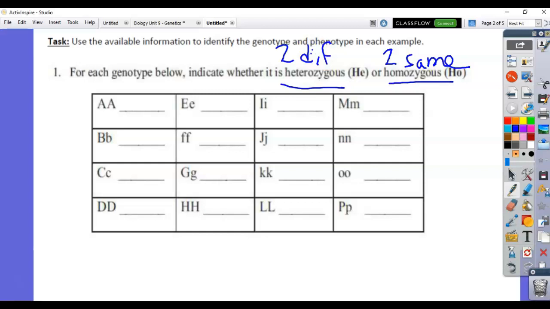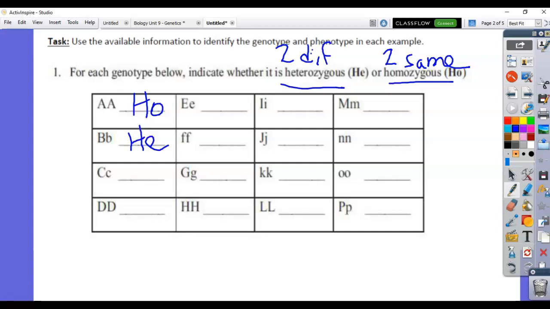So big A, are they the same or different? They're the same, so this would be homozygous. So I'm going to write HO. Big B, little b, are they two of the same or two different? They're two different, so heterozygous. Here's what I want you to do. I want you to pause this video. I want you to fill in the rest of them on your own, okay? And then come back and check your answers with me, okay? So pause the video right now.